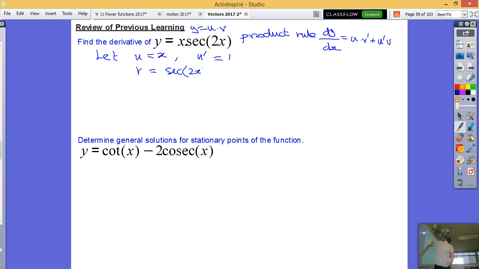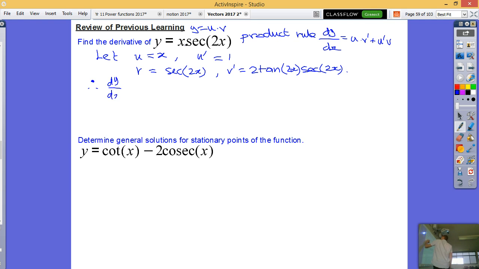is sec of 2x. Now who can tell me from last class what's the derivative of sec? 2 tan sec 2x. Okay? So it's a tan sec. The derivative of a sec is a tan sec. Good. So you get your parts, you apply the derivative to each, and then we put them together.